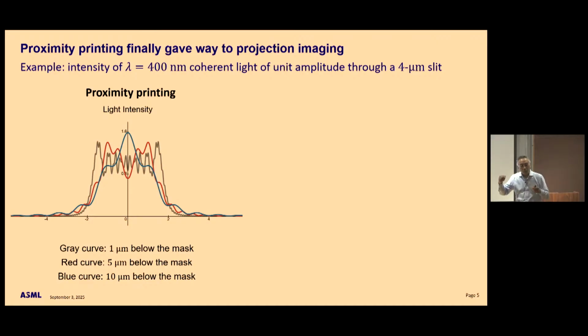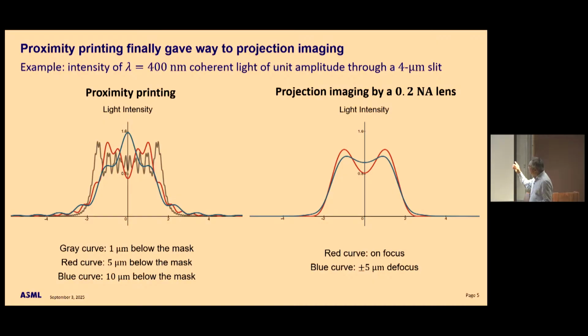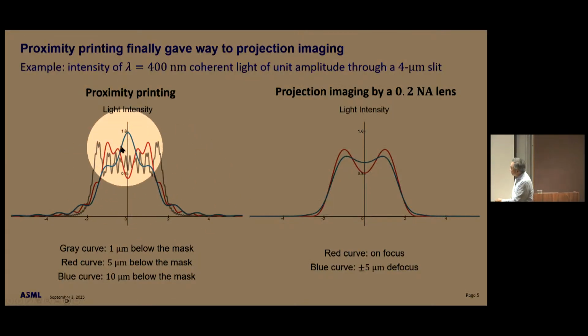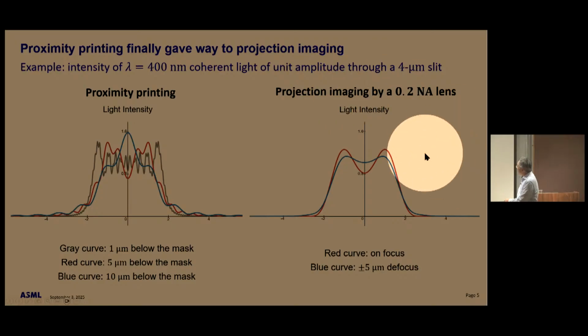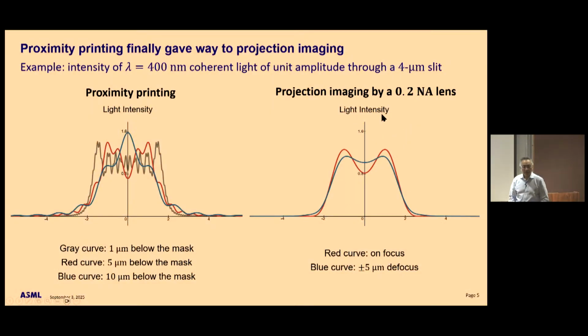right, is warped. So it's much better if you do it through a lens. And this is projection printing, same wavelength of light with a lens that is not very sophisticated, 0.2 NA, a very low numerical aperture lens, and this is what you get. If you're on focus, you're looking at the red curve, and if you're off by plus minus 5 microns, you're looking at the blue curve, right? So in one case, you're fighting diffraction. The other case, you're taking advantage of diffraction, of course, with the addition of a lens, okay? So this is what's going on in terms of physics.